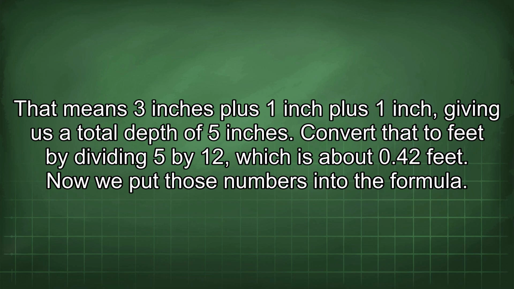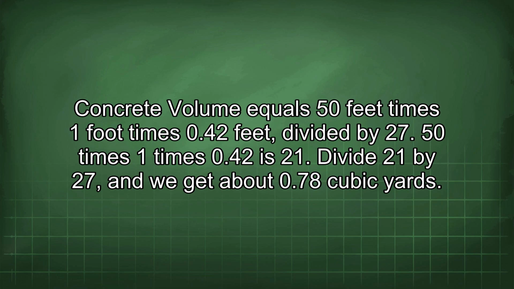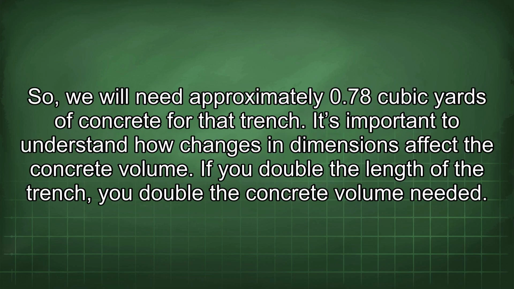Now we put those numbers into the formula. Concrete volume equals 50 feet times 1 foot times 0.42 feet divided by 27. 50 times 1 times 0.42 is 21. Divide 21 by 27 and we get about 0.78 cubic yards. So, we will need approximately 0.78 cubic yards of concrete for the trench.